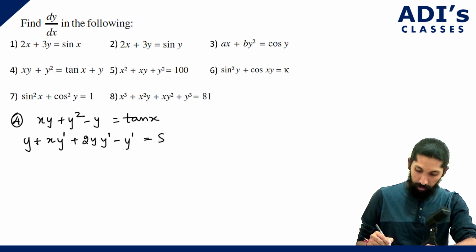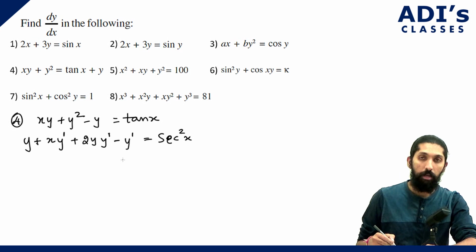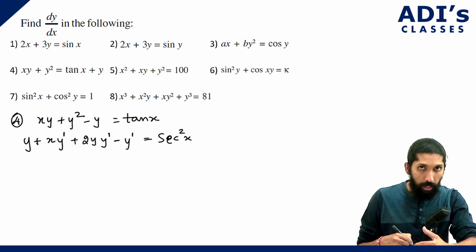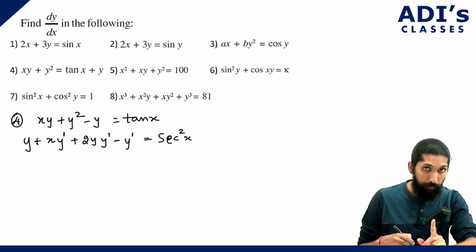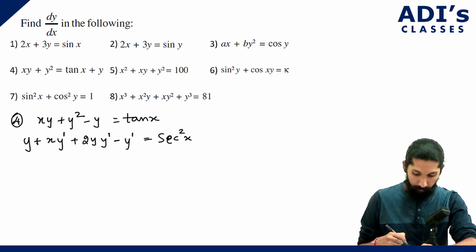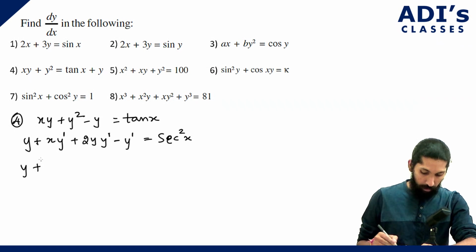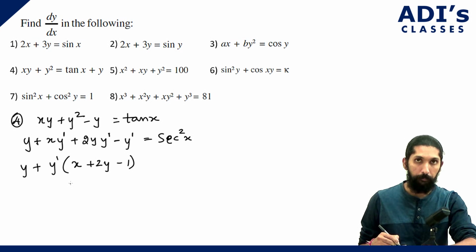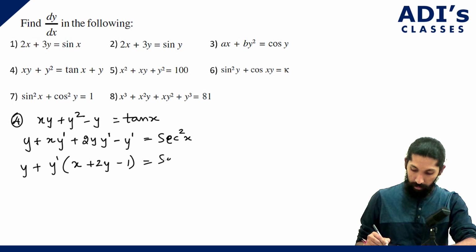Is equal to secant square x, right? If you look at the LHS, almost everywhere you have y dash common, except for one term, which is just y, correct? So keep that y as it is. Take y dash common, y dash into x plus 2y minus 1, isn't it? Is equal to secant square x.